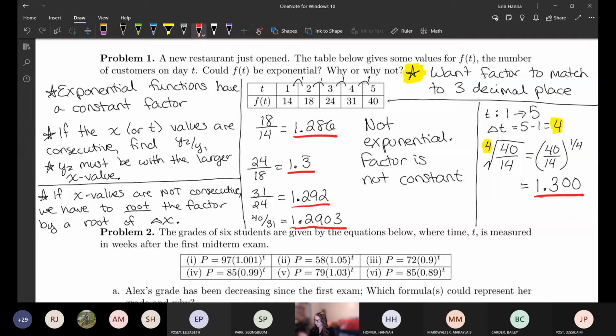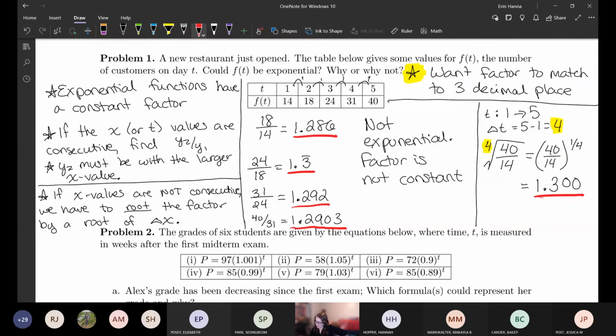Okay, I'll wait a couple more seconds in case anyone's still taking something down there. The next question is a bit less jam-packed.